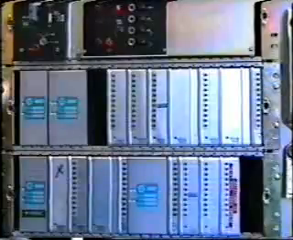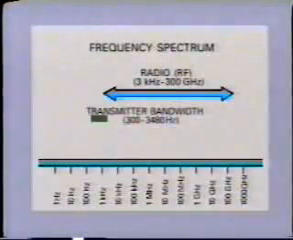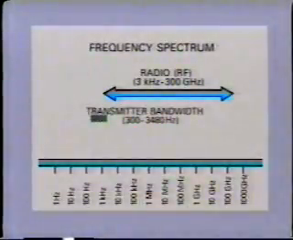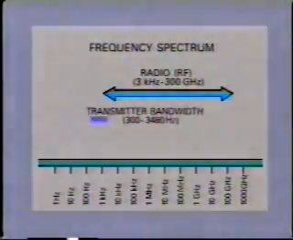This particular carrier has a Speech Plus filter. And what is this for? On this transmitter, the bandwidth actually ranges from 300 to 3,480 hertz. To be intelligible, the human voice doesn't require the higher frequencies on this band.